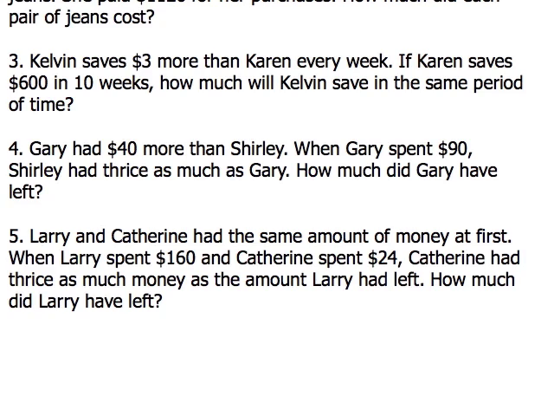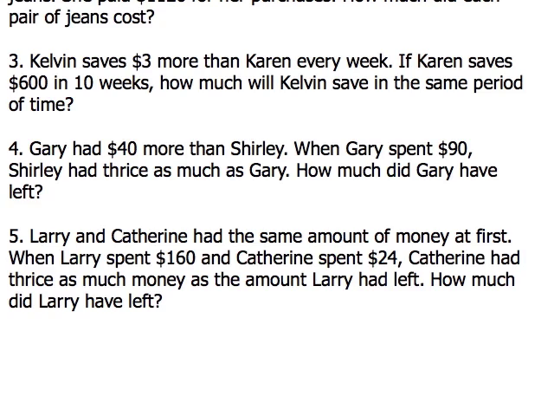The question says, Gary had $40 more than Shirley. These kind of questions, I hate these kind of questions, I'm just kidding. I love these kind of questions. So Gary had $40 more than Shirley. Let's imagine that. When Gary spent $90, Shirley had thrice. What is thrice? It means 3 times as much as Gary. So how much did Gary have left? Now this looks pretty tough.